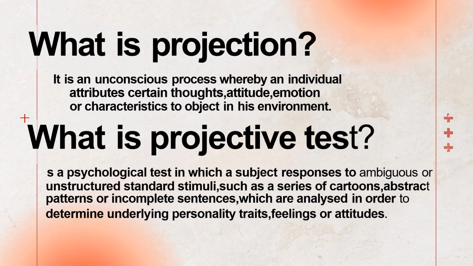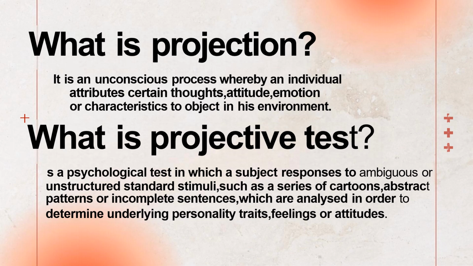Now, what is projection? Projection is an unconscious process whereby an individual attributes certain thoughts, attitudes, emotions, or characteristics to objects in his environment. So, as the word says, it's projection. You project your thoughts, attitudes, emotions or characteristics onto objects in the environment.